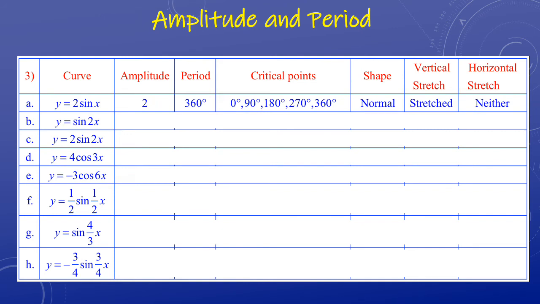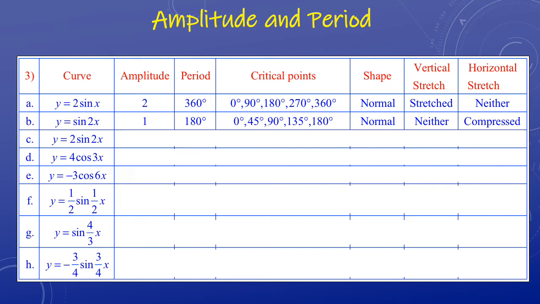In A, we have y is equal to 2 sine of x. The amplitude is the coefficient of the trig function, which is 2. The period is 360 degrees divided by the coefficient of x, and that is 360 degrees divided by 1, or 360 degrees, giving our normal critical points of 0, 90, 180, 270, and 360 degrees. This curve is normal. Because of the amplitude being 2, the curve is stretched vertically, and there is no horizontal stretch because the period is 360 degrees.